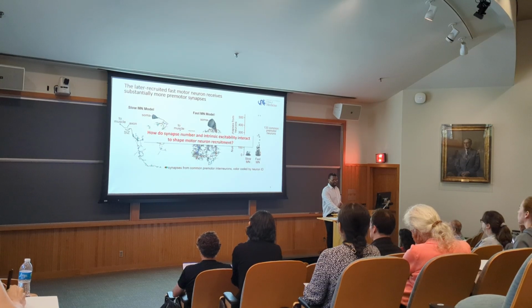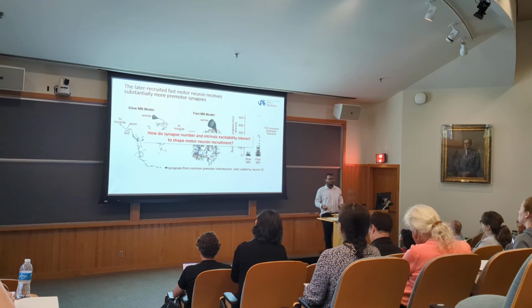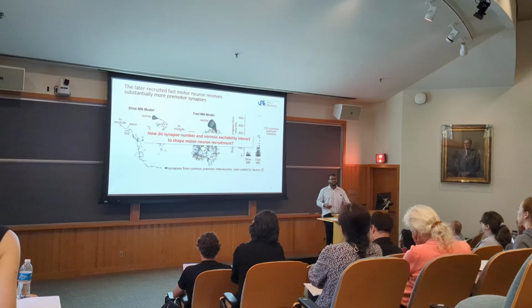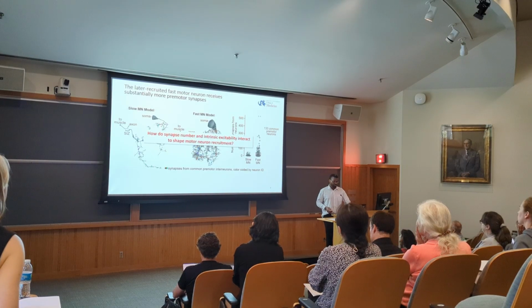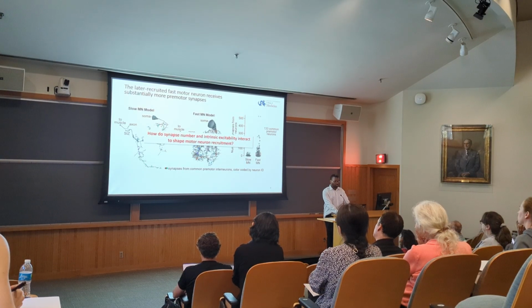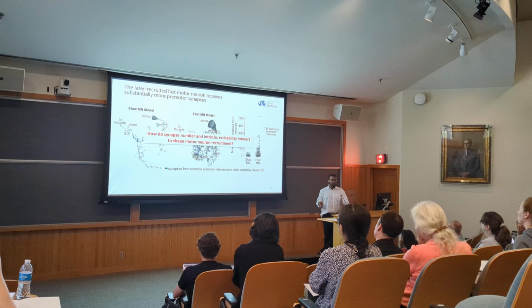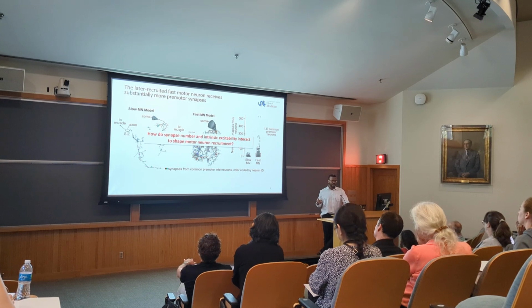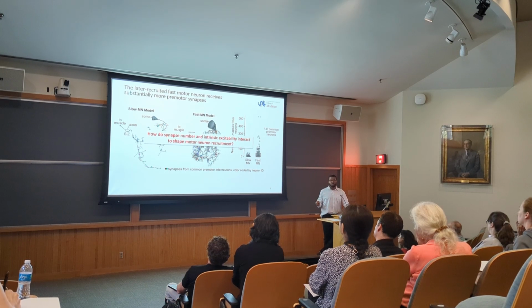But synapse number does not tell us how strongly those inputs depolarize each motor neuron, because we know that their morphologies and their passive properties are significantly different between each. This leads to our central question: how do synapse number and intrinsic excitability interact to shape motor recruitment?